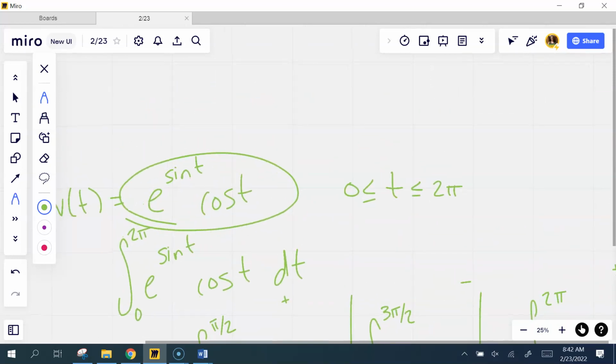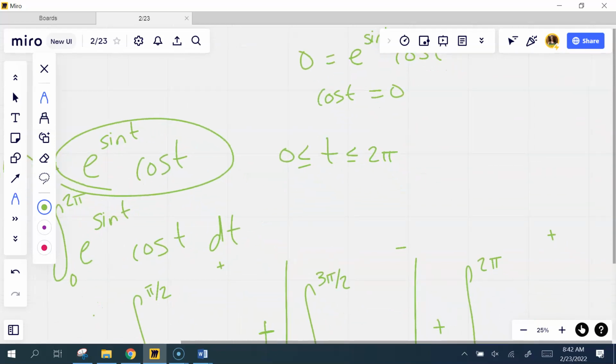What I'm assuming you did is you said 0 equals e to the sine t times cosine t. Where does that equal 0? Well, it's going to equal 0 where either this is 0 or this is 0, right? E to the whatever is never going to be 0. So I'm only looking where cosine t is 0. So where does cosine t become 0? And that's where she got these values.